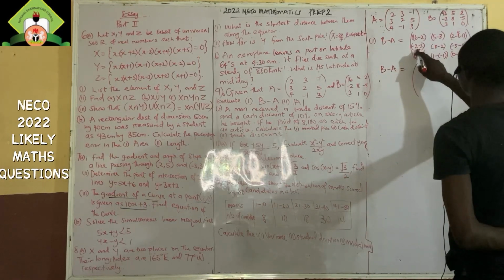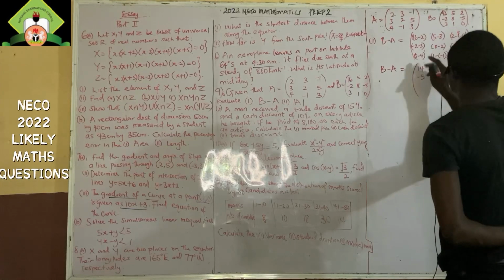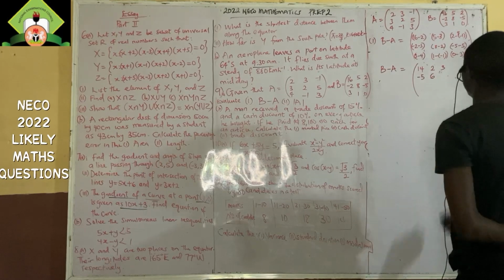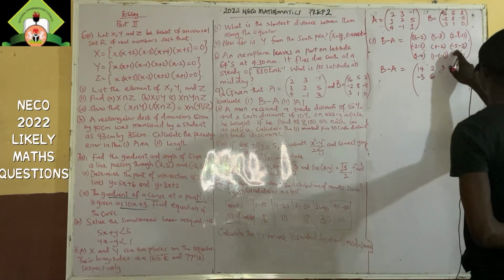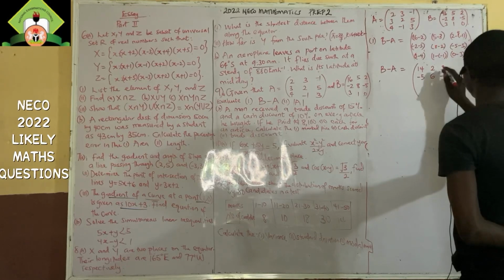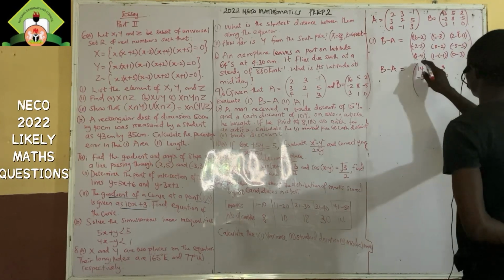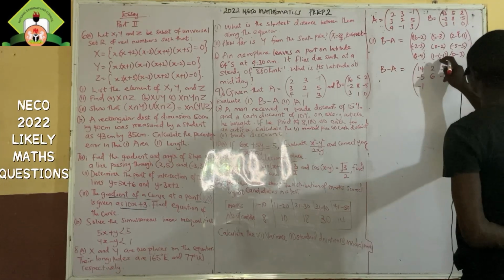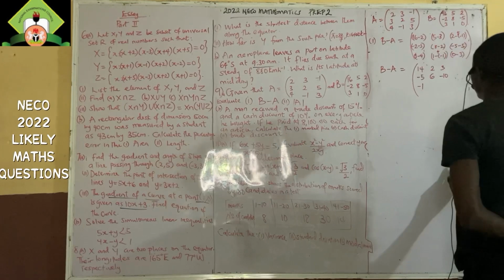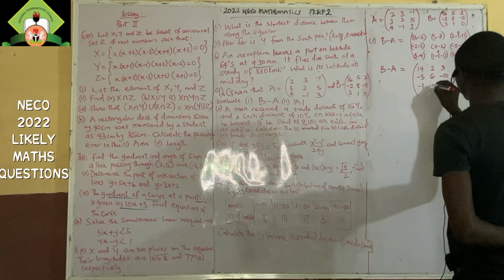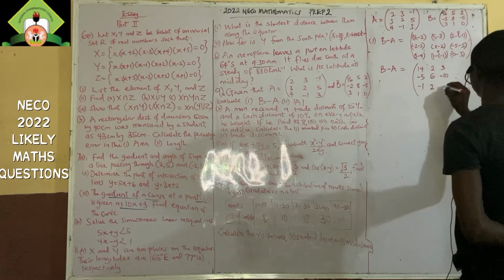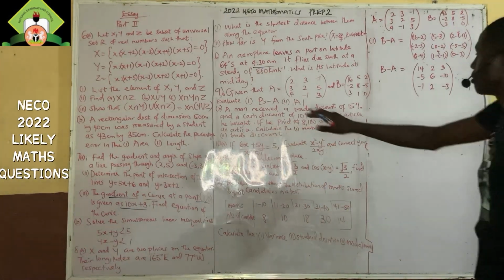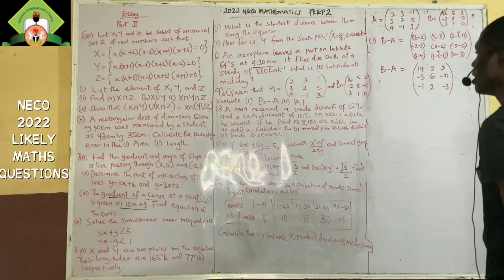Minus 2 minus 3 will give you minus 5. 8 minus 2 will give you 6. Minus 5 minus 5 will give you minus 10. Then 3 minus 4 will give you minus 1. 1 minus 1 gives you 1 plus 1, which is 2. And 0 minus 3 is minus 3. So that's that. So as soon as you calculate B minus A, the next one is what?